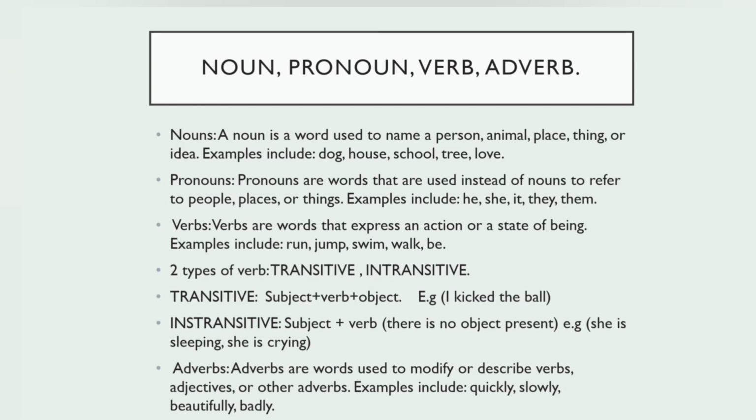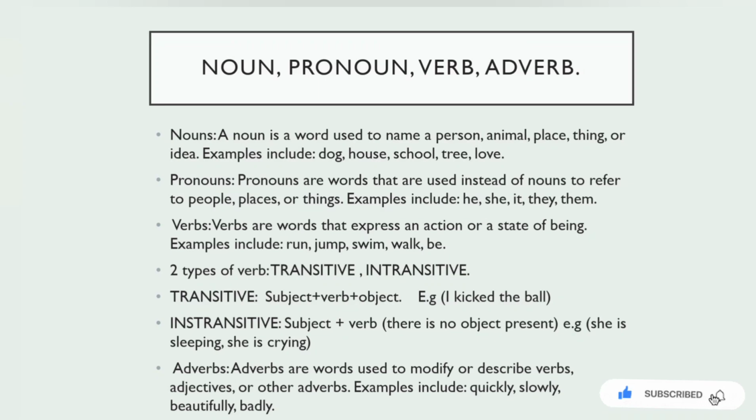The third part of speech is verb. So verbs are words that express an action. Example, jump, run, swim, walk. Now there are two types of verb, for example, transitive and intransitive. Transitive verb includes the subject, verb, and object. For example, I kicked the ball. Now transitive verb is also defined as when you drag, push, or do anything to the object. For example, I kicked you or I dragged the chair.